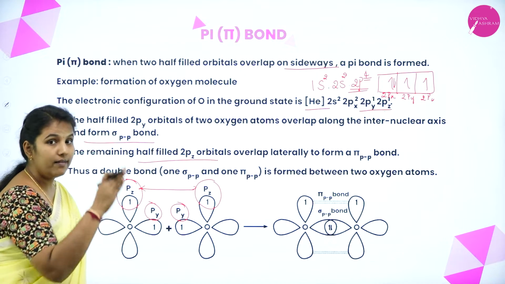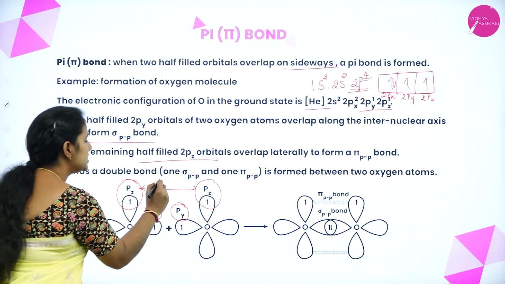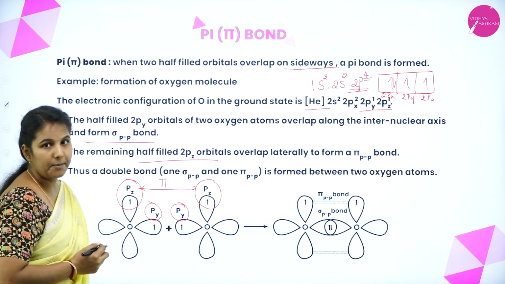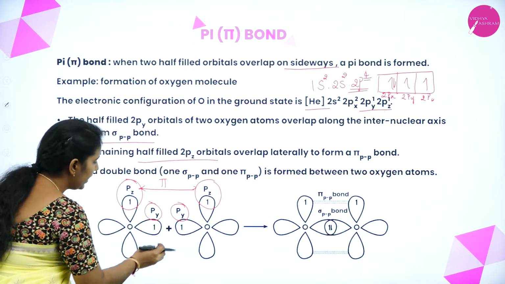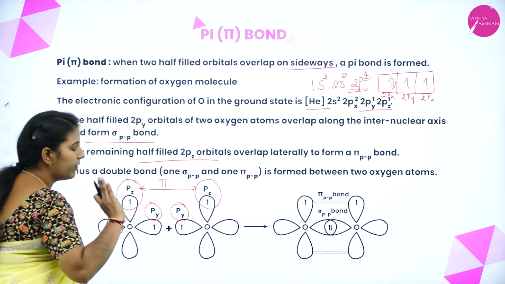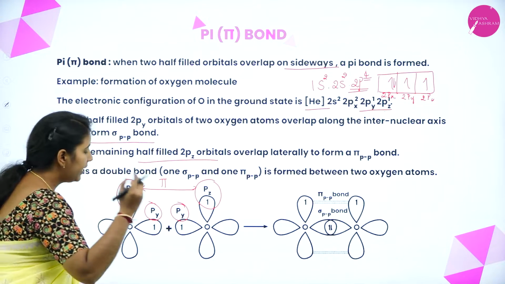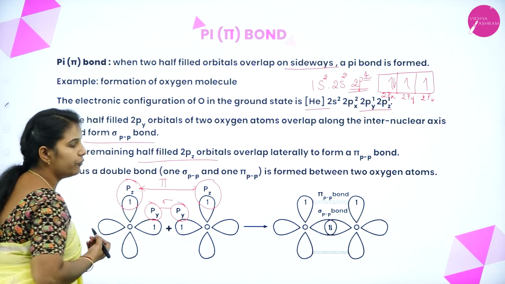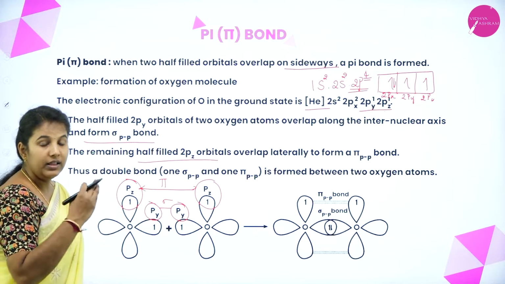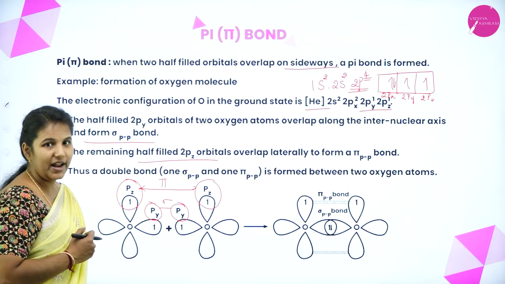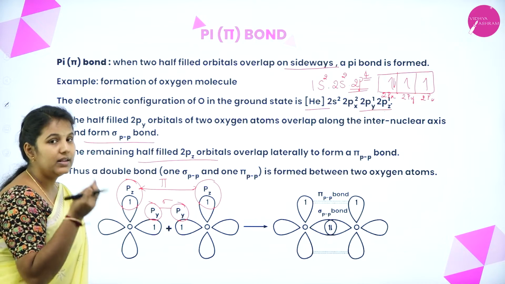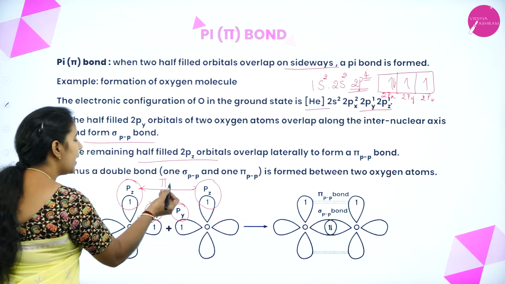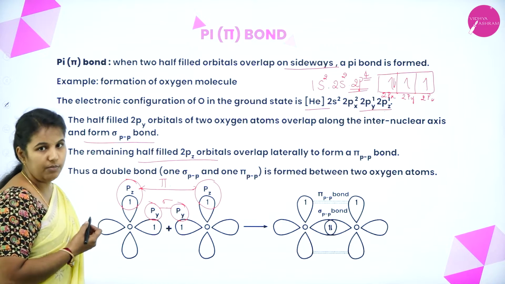they overlap laterally and result in the formation of what? A pi bond. And the remaining 2py and 2py of the other oxygen atom overlap axially and result in the formation of what? A sigma bond. This is how in the oxygen molecule we can expect the formation of a pi bond as well as a sigma bond.